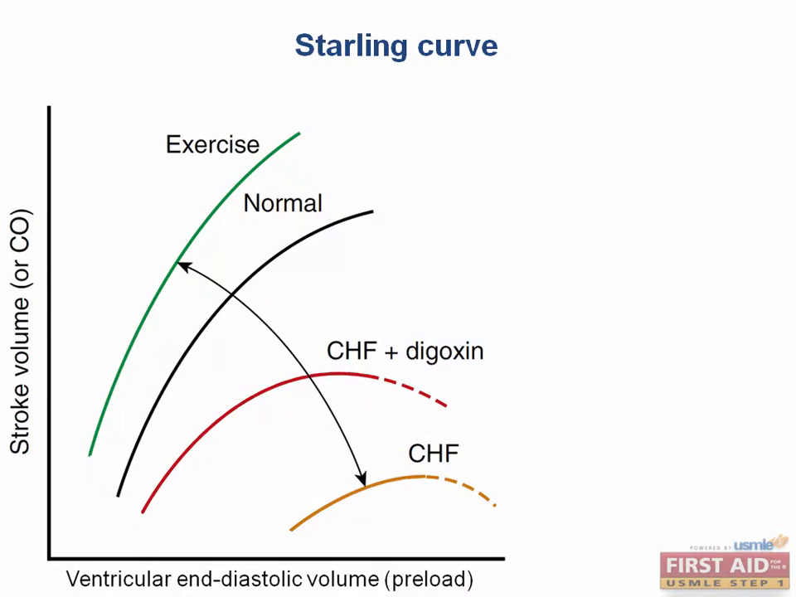Another great example of a diagram you might see on your Step 1 exam is the oxygen hemoglobin dissociation curve. So the Starling curve plots ventricular end diastolic volume, or preload, versus stroke volume, or cardiac output. Remember, we can write that because cardiac output is determined by heart rate times stroke volume. Starling really just wanted to see the effect of volume. So why did our buddy Frank make this curve?